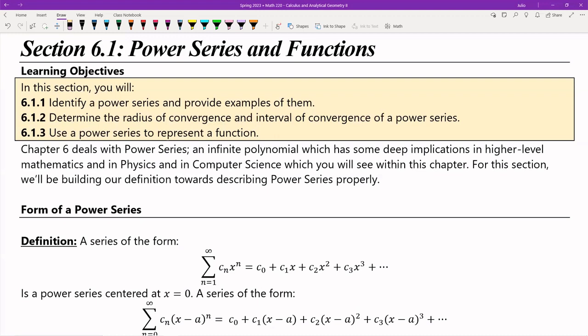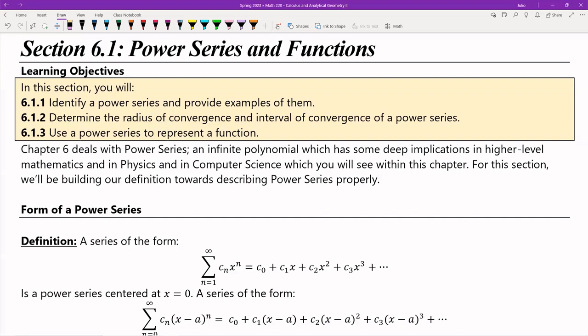Everyone, this is the lecture for section 6.1, Power Series and Functions. For chapter 6, we're going to look at a particular type of series called power series. They have some really deep implications in some higher level mathematics topics, and in physics and in computer science. I'm going to show you what I mean.